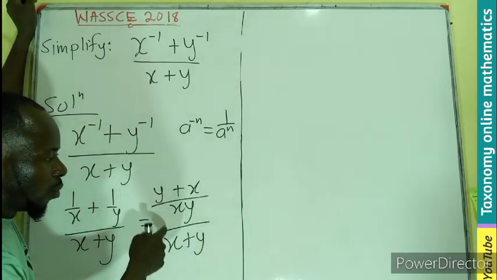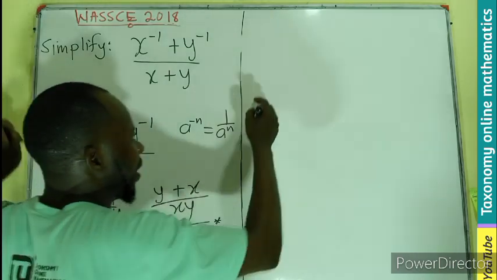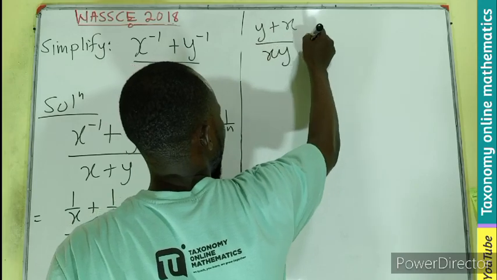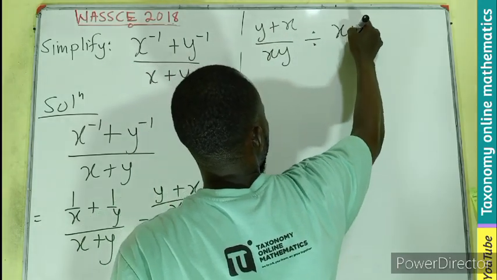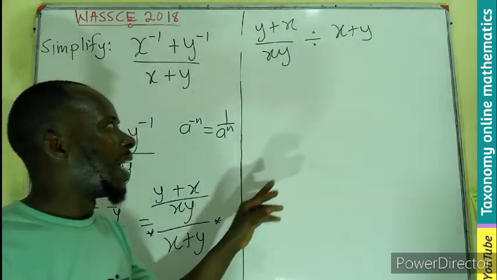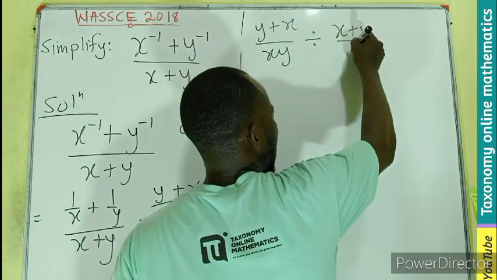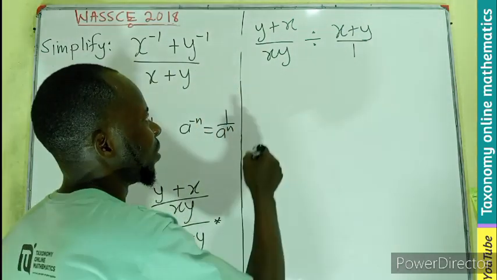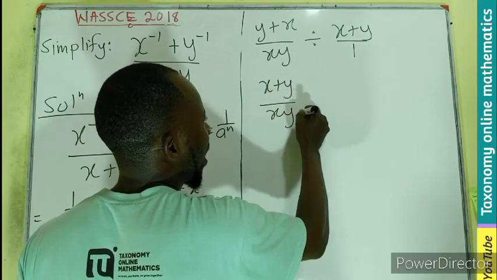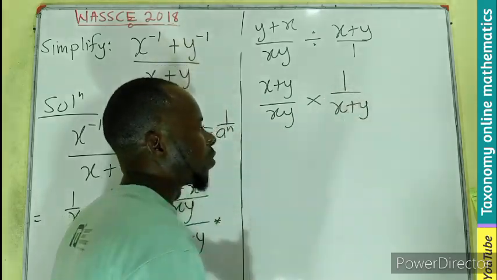So you can see we are having double division. So we can turn this to be a division sign, as in y plus x over xy, divided by x plus y. This becomes a division sign. Then division will change to multiplication. Then we reciprocate the second fraction. So this becomes x plus y over xy, times 1 over x plus y.